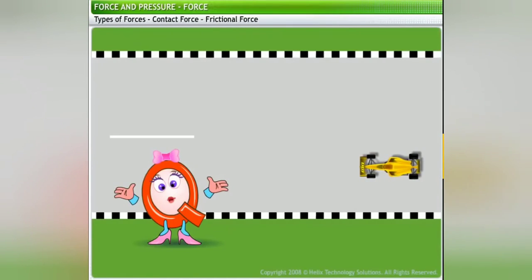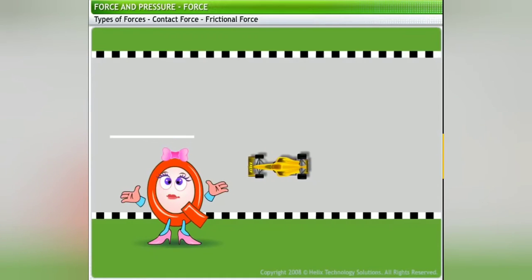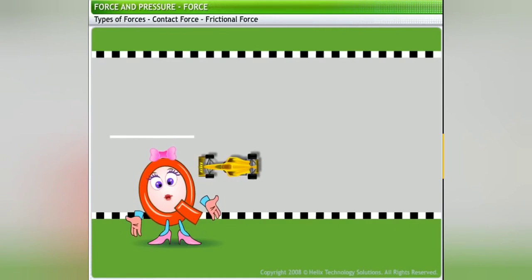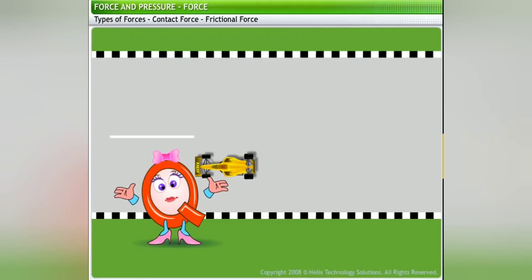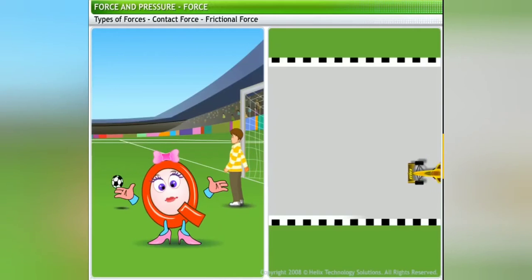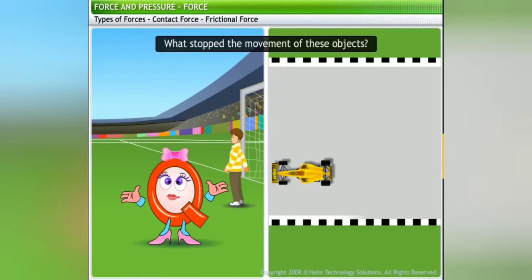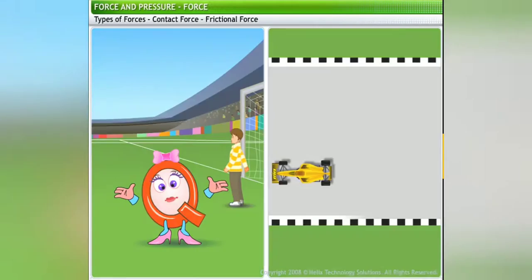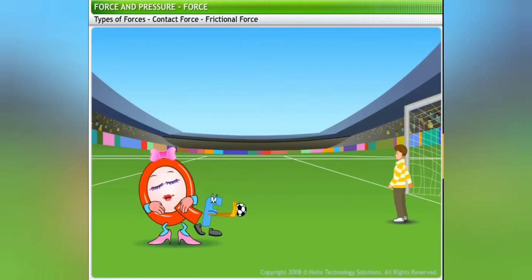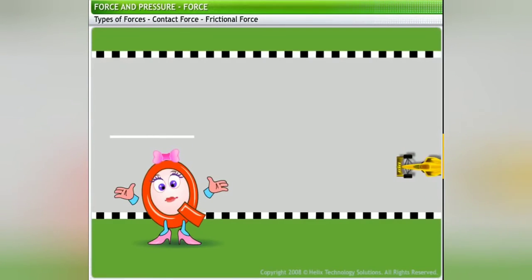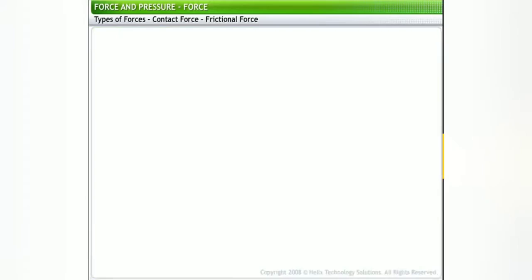Now, look at this car when the engine has been switched off. Its speed decreases gradually. Finally, it stops. Do you observe anybody exerting force to stop the car or the ball? Nobody. Even then, something seemed to stop the movement of both these objects, right? Friction is responsible for changing the state of motion of objects in both these situations.